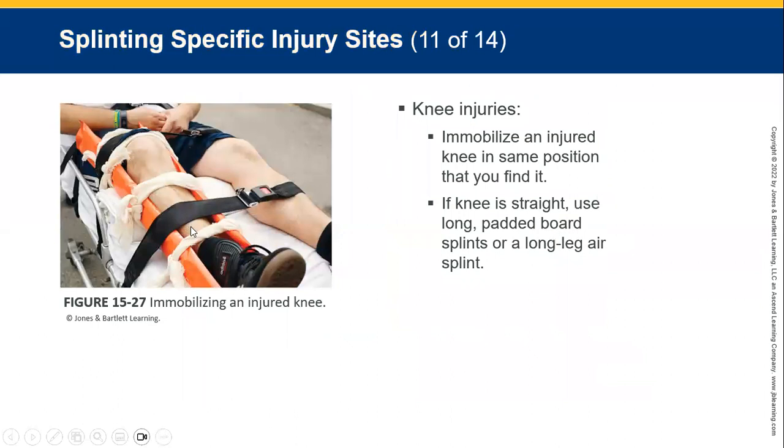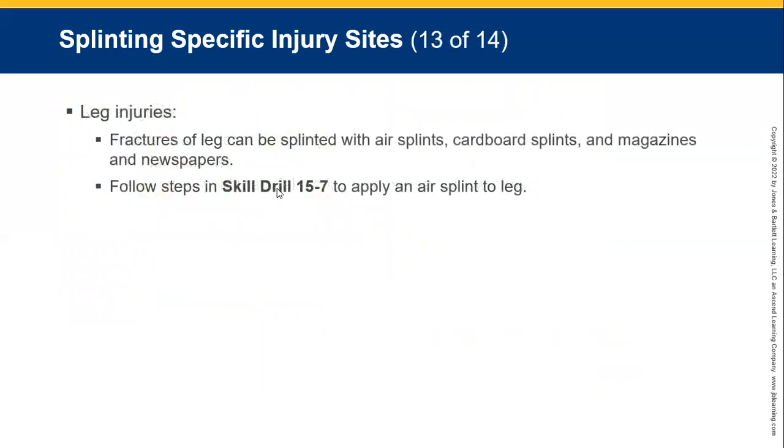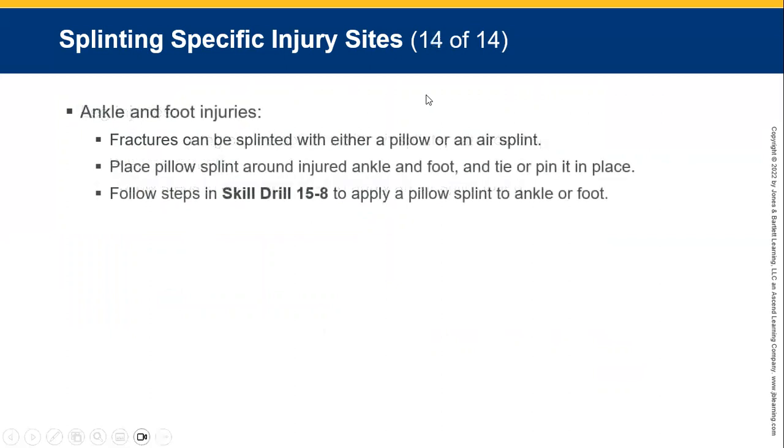There's a good example of a knee injury, whether it's dislocated, broken, or torn ligaments. Always try and stabilize in the position that you find it in. Fractures of the leg can be splinted with air splints or cardboard splints, especially the lower limb. Cable wire splints, K-wire splints, or padded splints with a metal frame on the inside can be used quite easily.